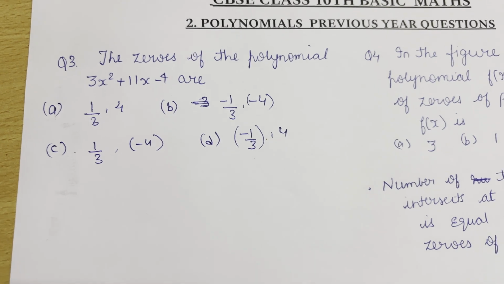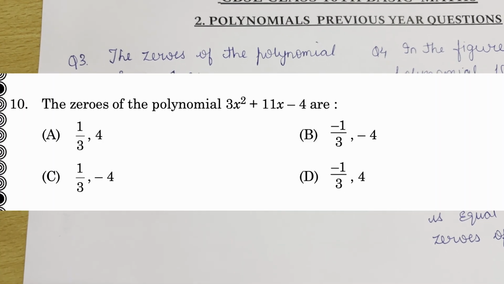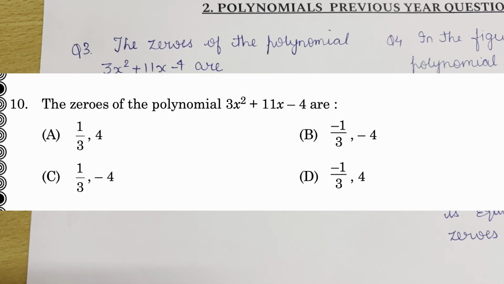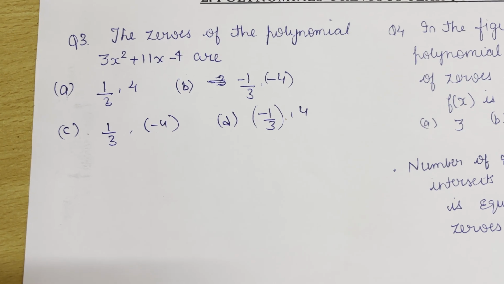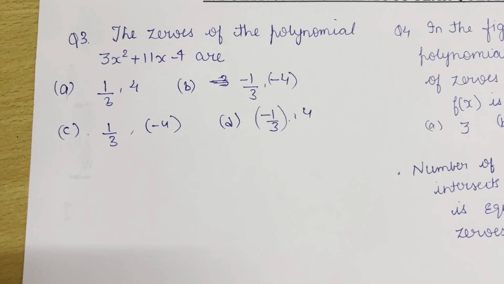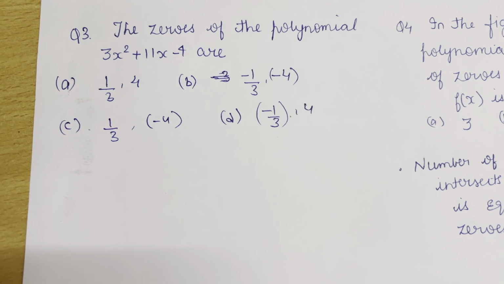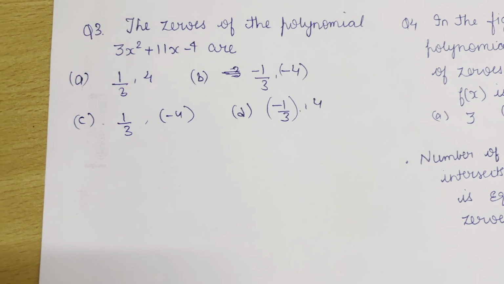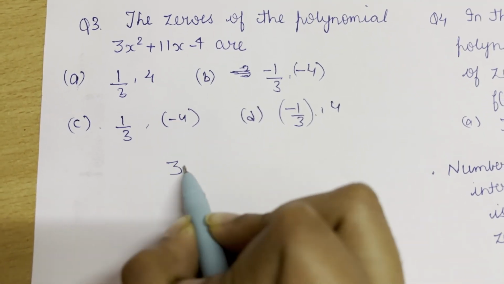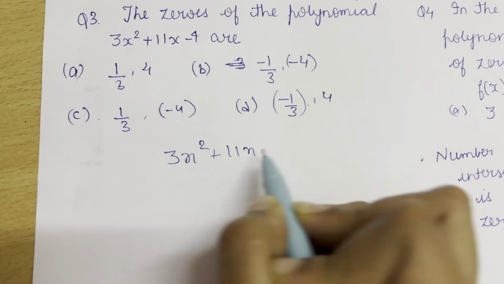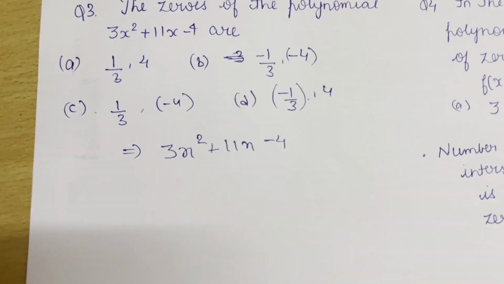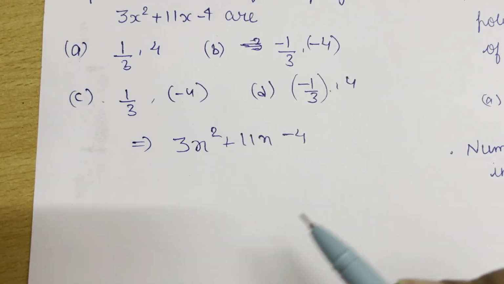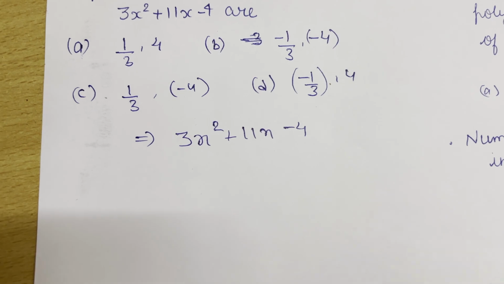The third question says: find the zeros of the polynomial 3x square plus 11x minus 4. This question is more of a quadratic equation question, but we are considering it in the domain of polynomials, so let's solve it. This is the quadratic 3x square plus 11x minus 4, and we'll simply split the middle term and find its zeros. If you don't know how to use the method of middle term splitting, I'll explain it here.